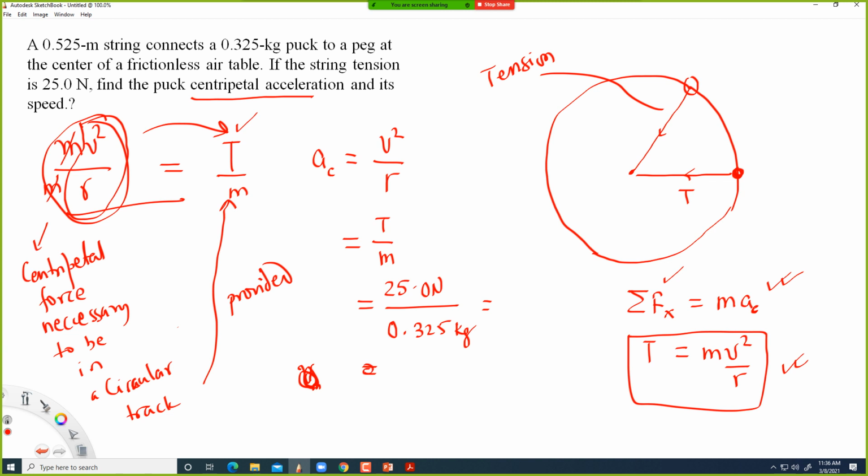Can you guys do that? I want to see if you guys can figure out speed or not. Tell me how to find v. Is this about 76.9? 76.9. The unit for acceleration is meters per second squared. So how do you find v?